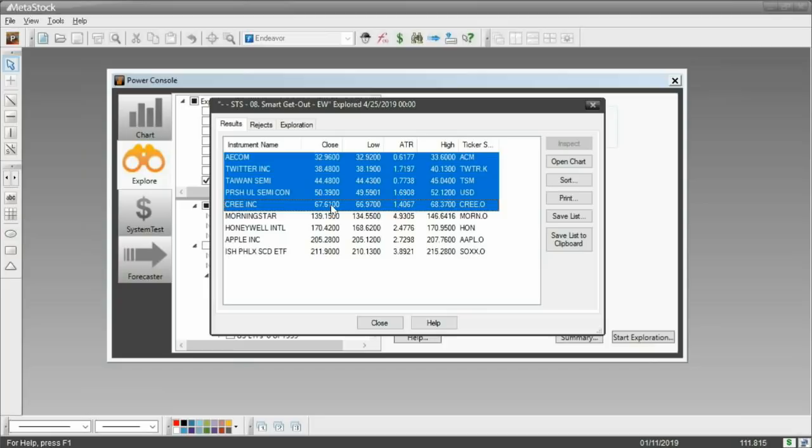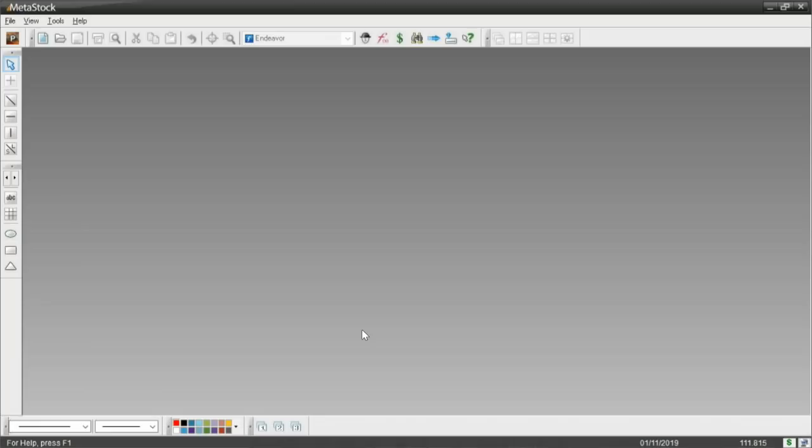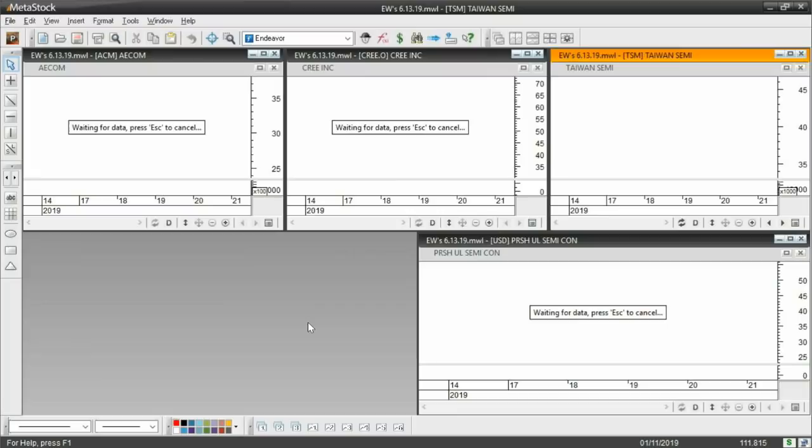So let's act as if this is 4/25. Let's open up these stocks and let's see what we see. Because they needed to be backdated, I already did that. So we don't have to manually backdate each and every one of them.